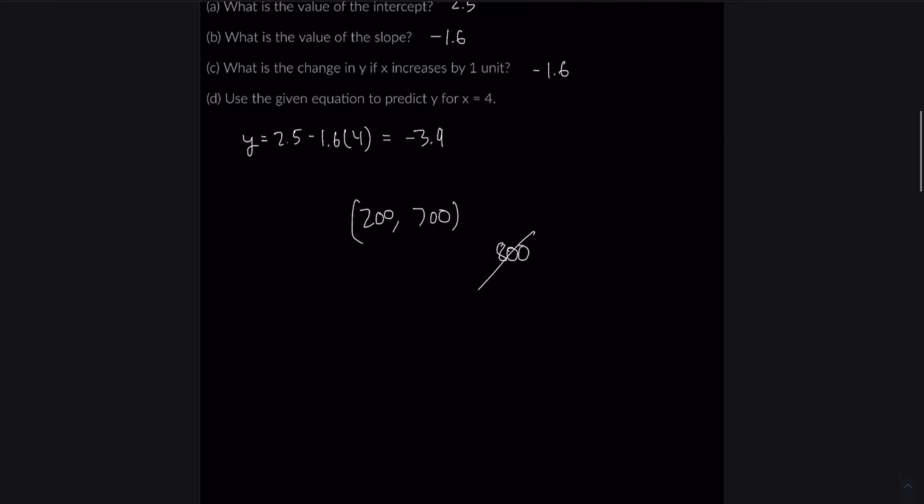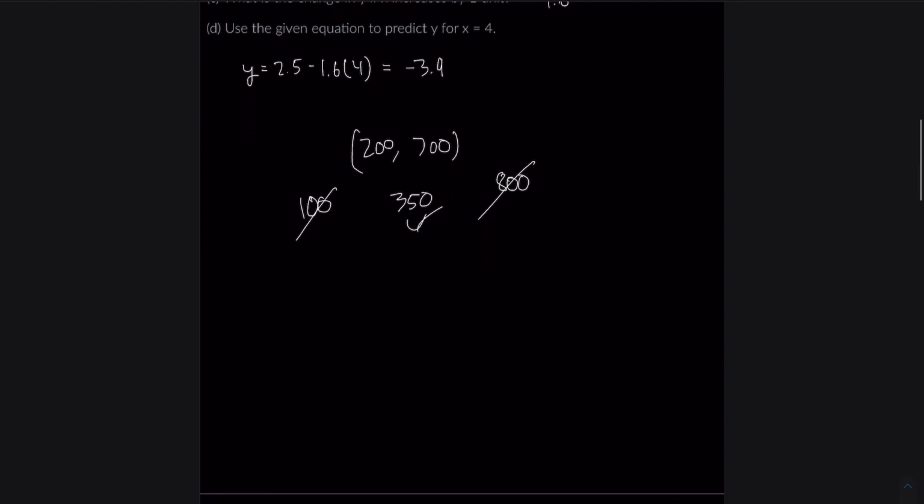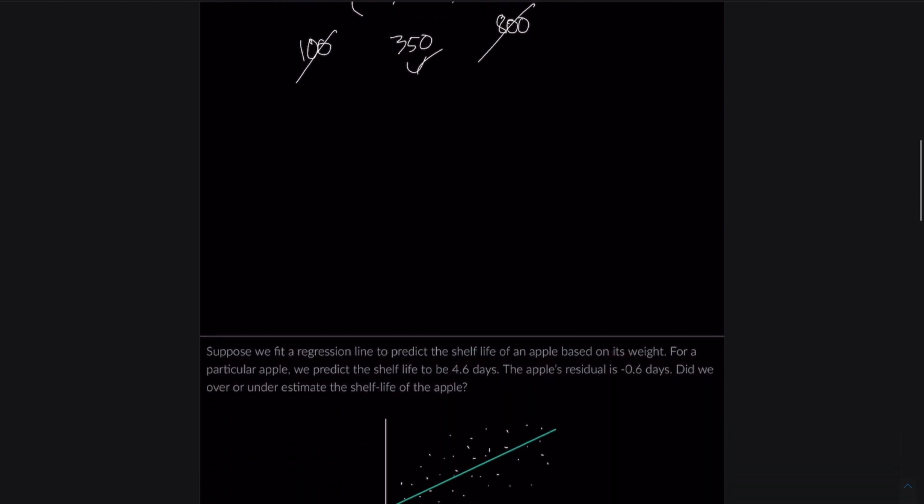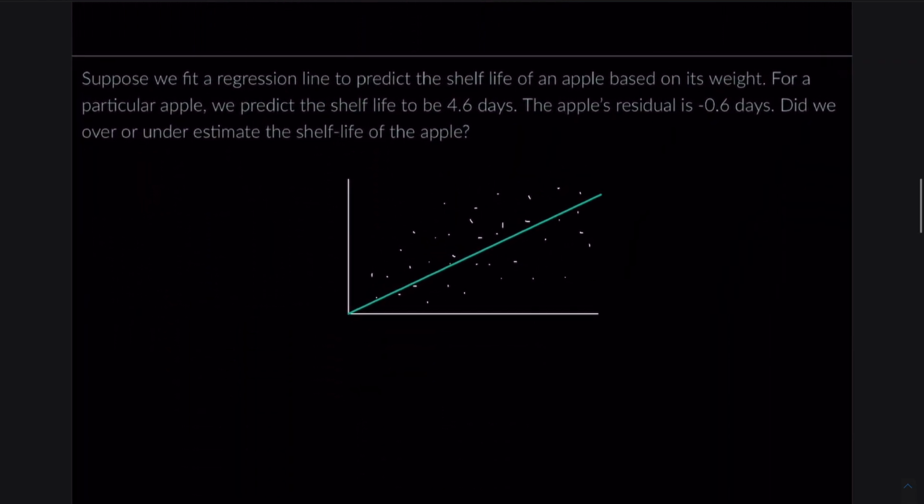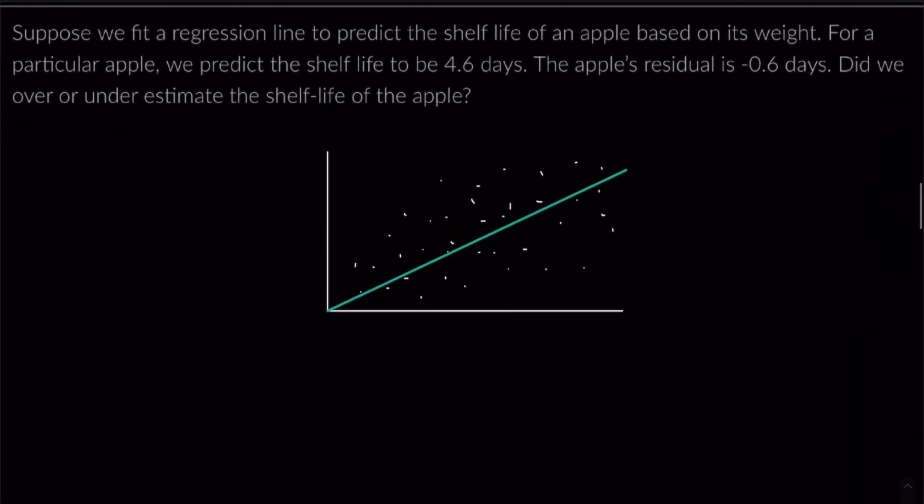So that's basically, and you couldn't predict anything like 100 because it's outside of that interval. But you can predict something like 350 because that is inside of the interval. So that's a check. That's one of the key things about the least squares regression line and predicting the data points.